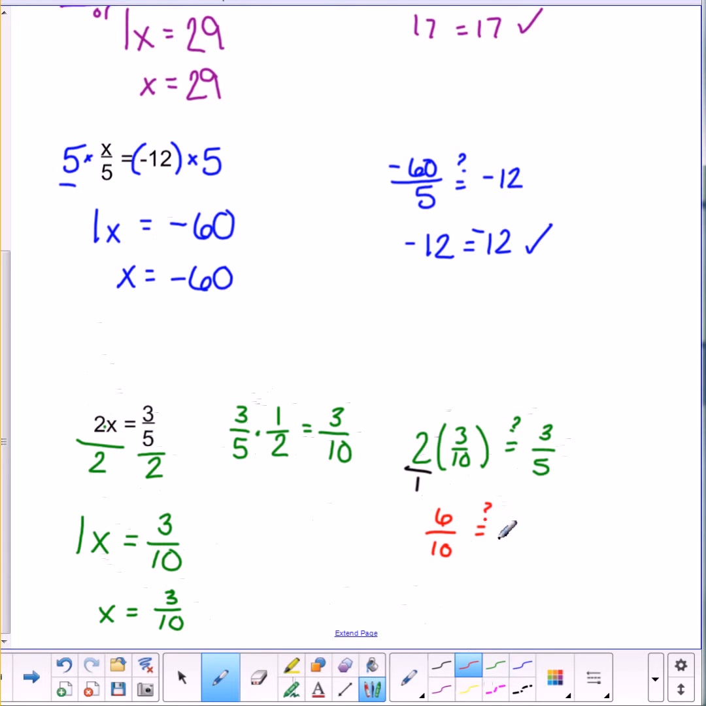Does 6/10 equal 3/5? Why, yes. 6 and 10 both divide by 2. So you have 3/5 equals 3/5, and that problem also checks out.